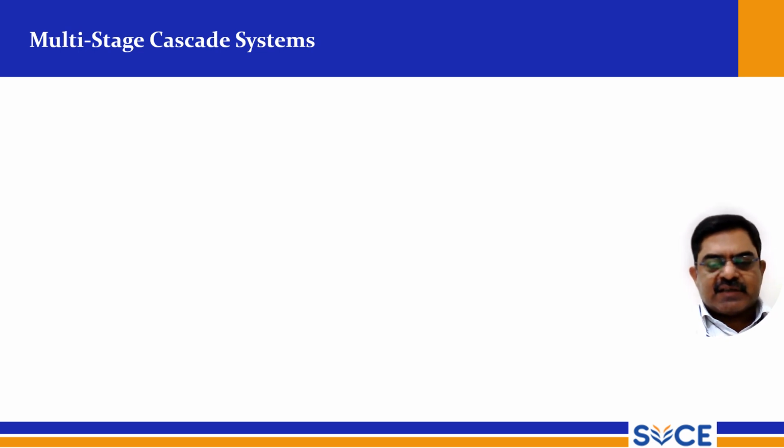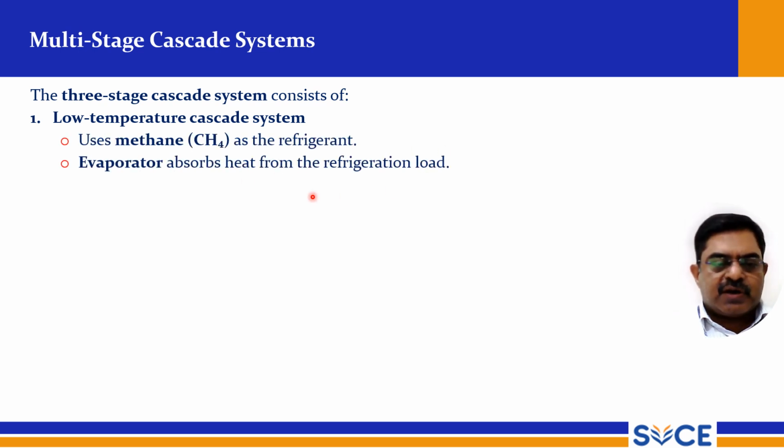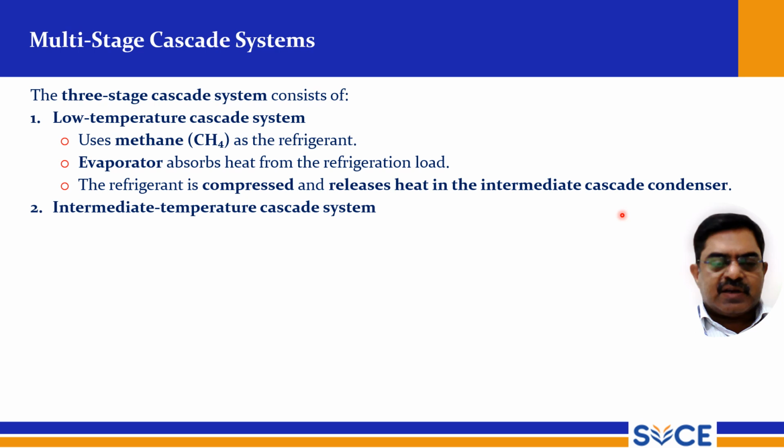So, multi-stage cascade system. A three-stage cascade system consists of a low temperature cascade system. It uses methane as a refrigerant, and the evaporator absorbs heat from the refrigeration load. The refrigerant is compressed and releases heat in the intermediate cascade condenser. So in the intermediate temperature cascade system, here it uses ethylene.